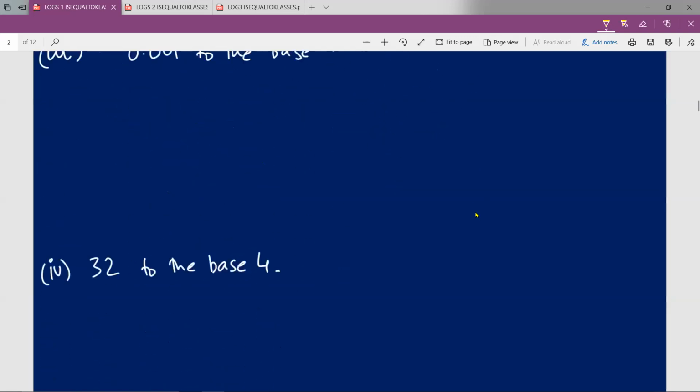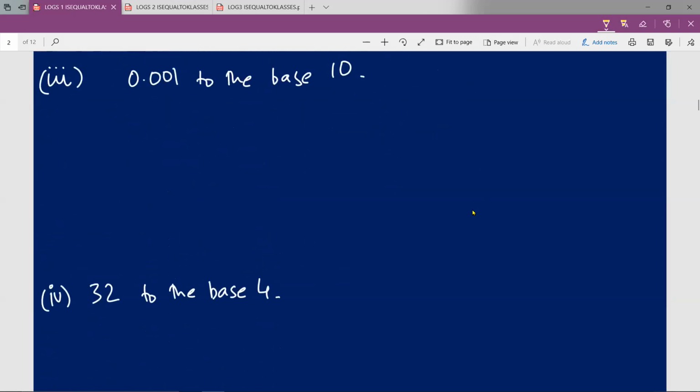Moving on to the third subpart of question number 4. Over here, 0.001 to the base 10. As I've said before, whatever number is mentioned after the phrase "to the base" is written in the subscript. So first I'll write this in the logarithmic form: log of 0.001 to the base 10, in subscript form, is equal to x. In question number 4, I'll be assuming the log of each of these subparts as x, so please keep that in mind.